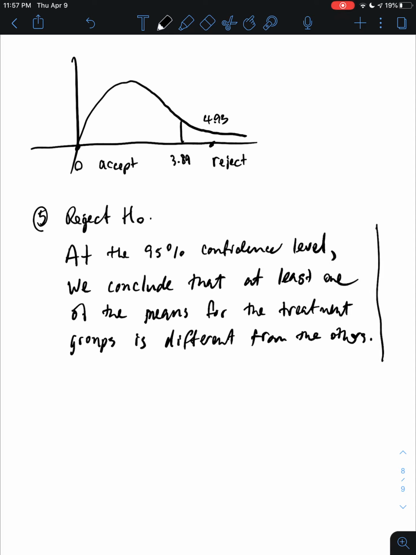And this means that we need to do more work. Which one is different? How much different is it from the others? Can we quantify these things? But that is work for another day. All right, so that's it for the course. That is the picture here with ANOVA.